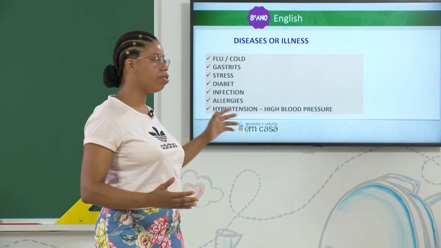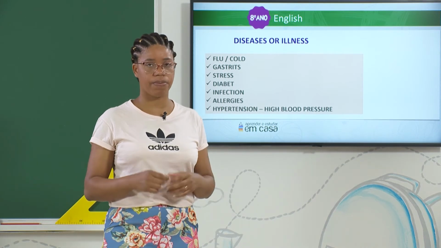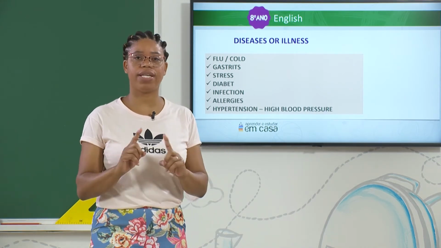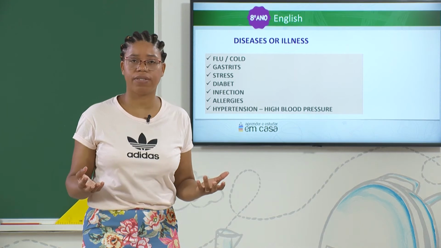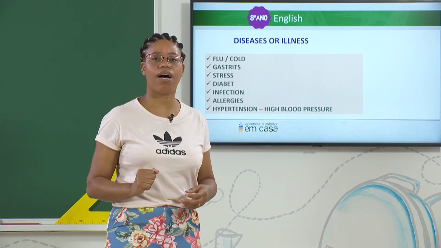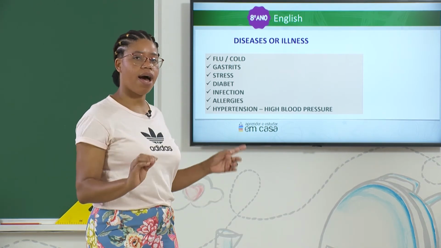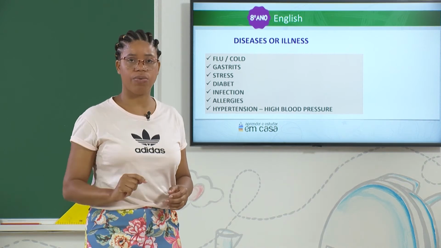This problem is caused by eating too much fat or salt in your food. That's why you shouldn't eat too much crispies or chips, Matutano, because they contain a lot of salt, and this may cause high blood pressure on you.